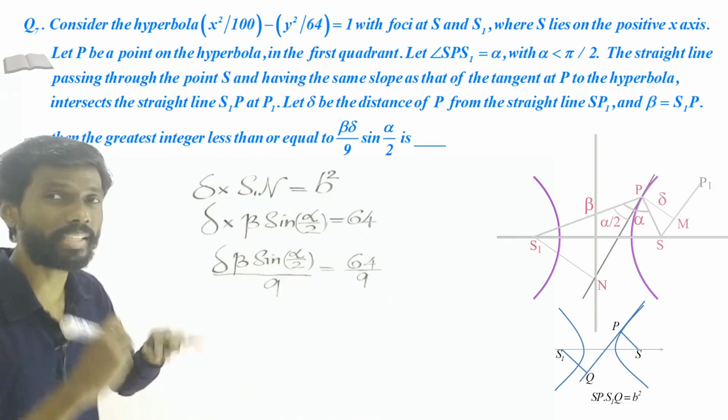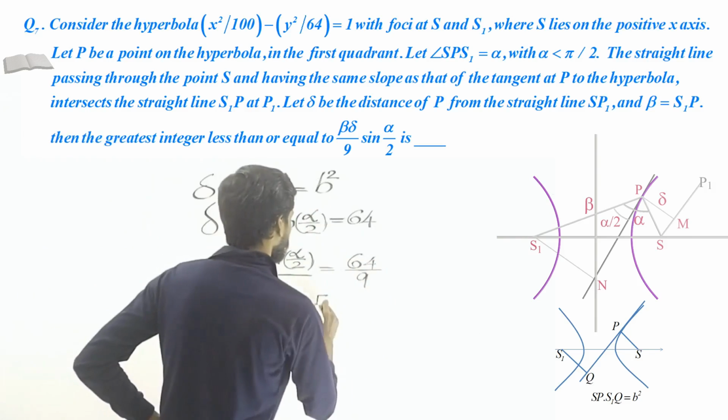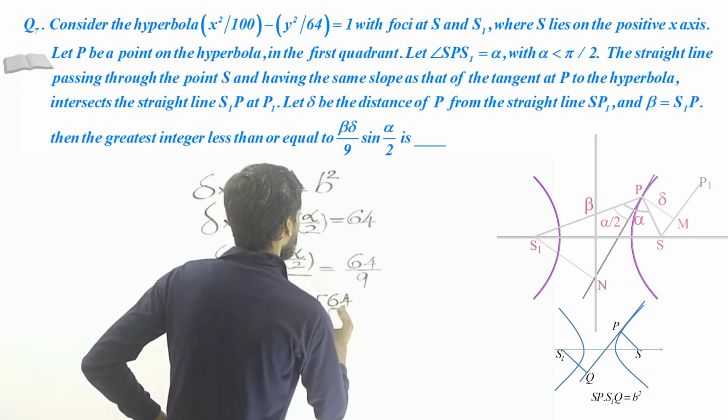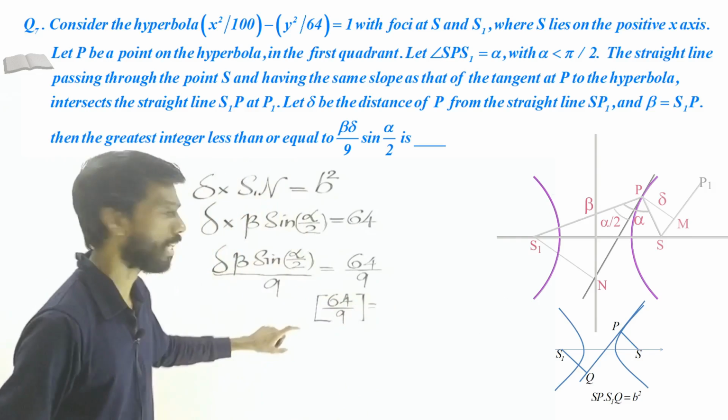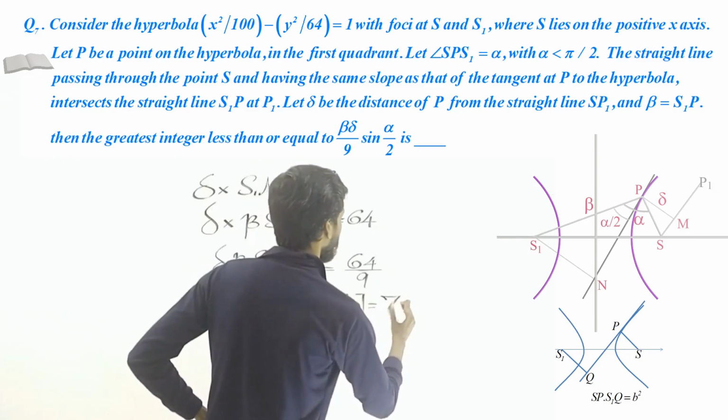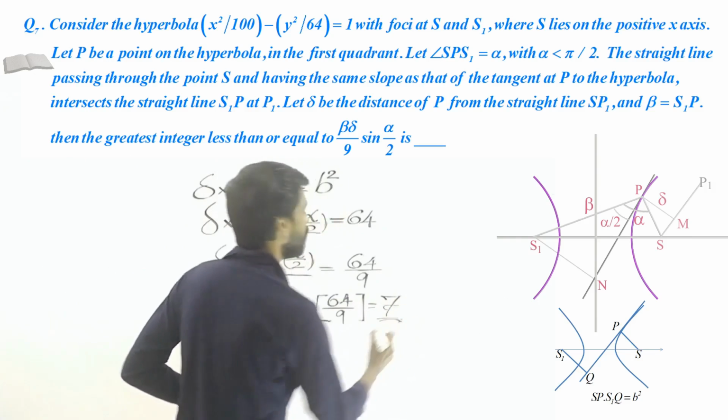But we want to find its integer value, right? So the integer part of 64 divided by 9. So I think 64 by 9 is 7 point something, right? So 7 point something, so the integer part is 7. So that's all. So that is the required answer.